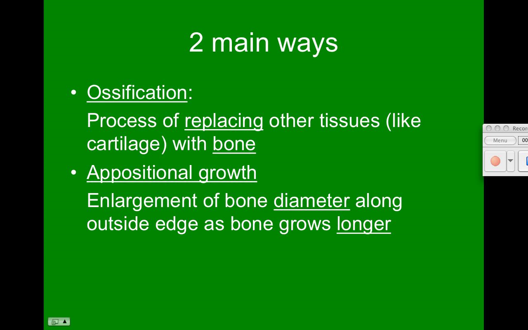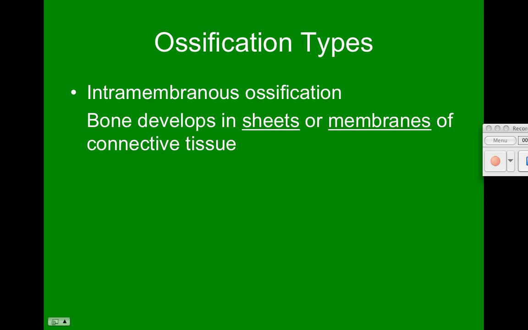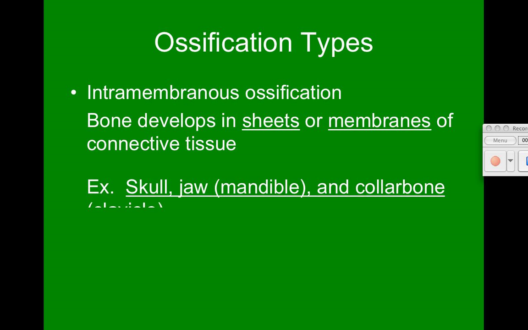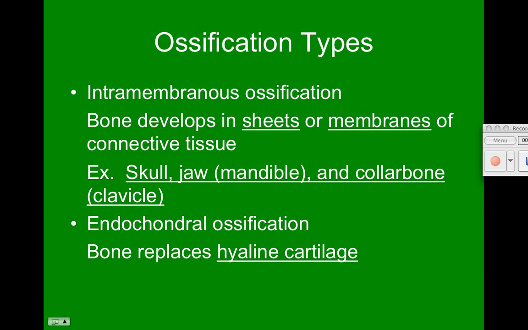So we're going to first focus on ossification. The first type of ossification we have is intramembranous ossification. Basically here, bone develops in sheets or membranes of connective tissue, like in our skull, our jaw, and our collarbone. The other type of ossification that we'll talk about is endochondral ossification, and this is where we actually replace hyaline cartilage with bone tissue, and this is very typical in our long bones.